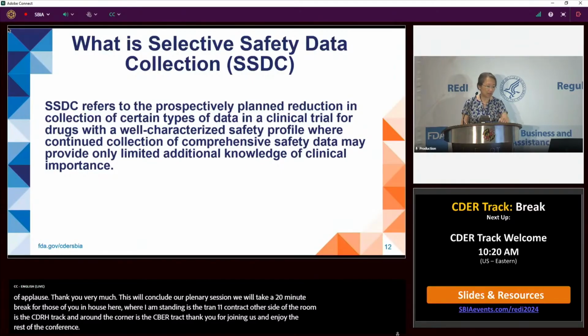What is the gain that you have in this? Because if you fit those criteria, continued collection of all comprehensive safety data may actually not add so much more to the knowledge in terms of doing an assessment with respect to benefit and risk of that therapy in the indication in the clinical trial that you're investigating.